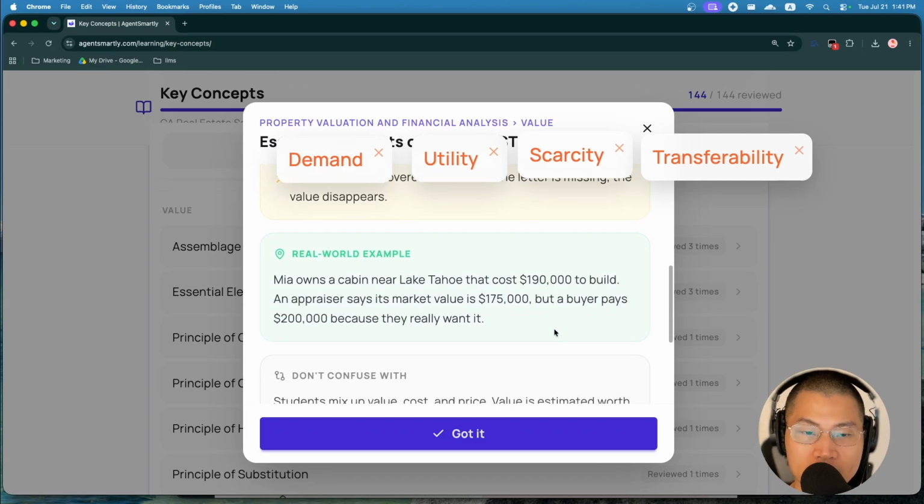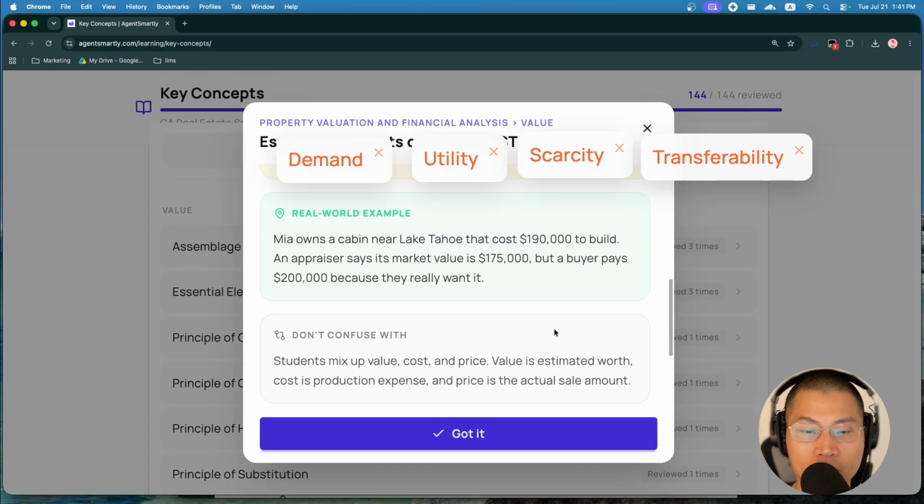There is a real-world example. Mia owns a cabin near Lake Tahoe, and it roughly cost $190K to build. Appraisers say the market value is $170K, but the buyer pays $200K because they really want it, right? That's the free market. That's the open market. As long as people can pay whatever they want to pay, right?